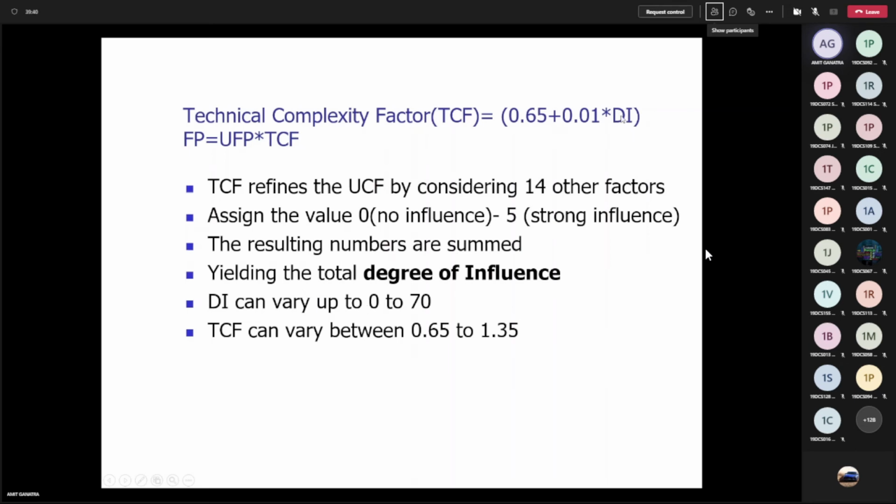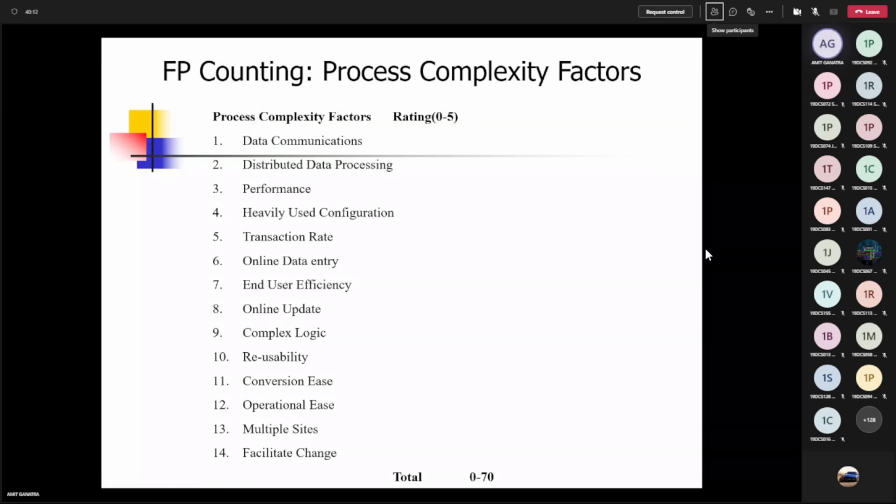If you put 0, then TCF is going to be 0.65, because 0.01 into 0 is 0. If you put 70, then 0.01 into 70 plus 0.65 is going to become 1.35. So your technical complexity factor can vary in the range of 0.65 to 1.35. Then you have to multiply the first equation with the second equation, and it will give you the overall function point. So you have to remember all these 14 parameters. This is how you can calculate the function point.